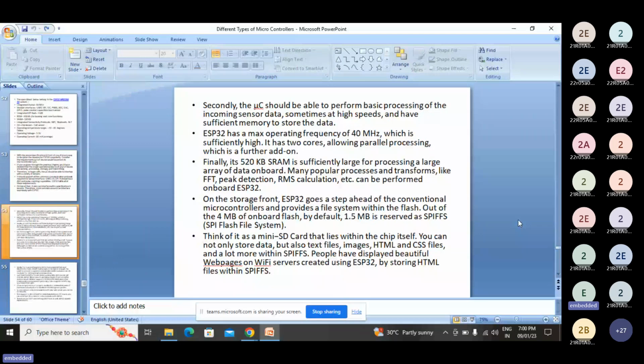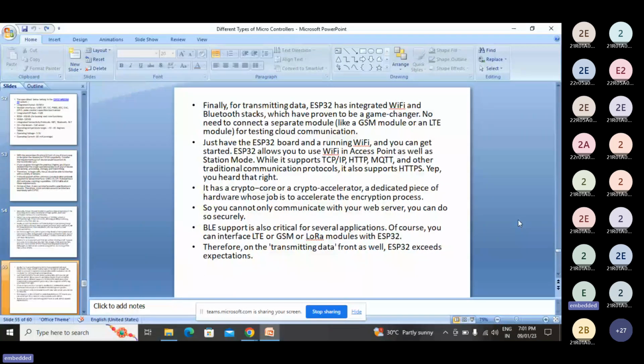You can not only store data, but also text files, images, HTML and CSS files, and a lot of memory within SPIFFS. People have displayed beautiful web pages on Wi-Fi servers created using ESP32 by storing HTML files within SPIFFS. So finally, for transmitting data, ESP32 has integrated Wi-Fi and Bluetooth stacks, which have proven to be a game changer.